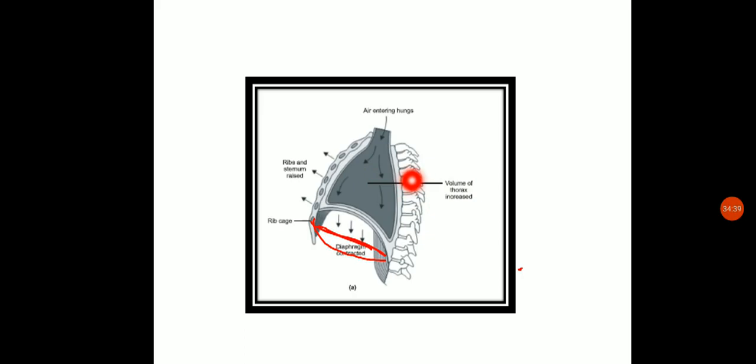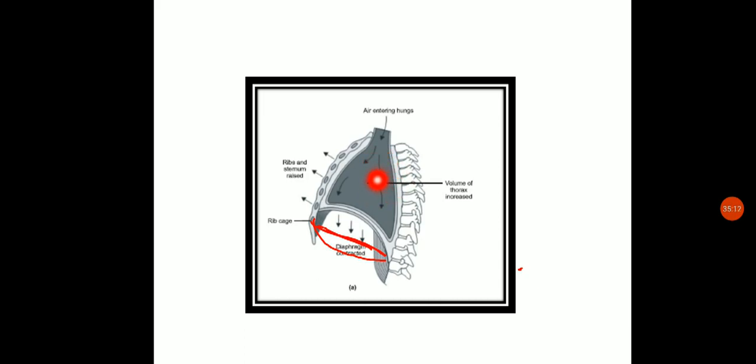Now when this volume increases, the pressure decreases. The pressure within this cavity decreases compared to the external environment. So what will happen when the radial muscles of the diaphragm get contracted? This dome shaped muscle will get flattened, and the rib muscles will move outward or upward, due to which the volume within this cavity will increase. And due to this increase in volume, the pressure within this cavity will decrease.